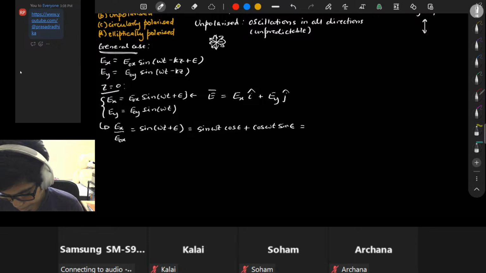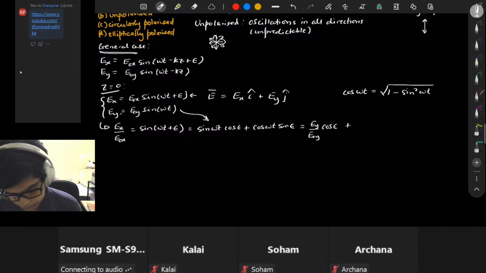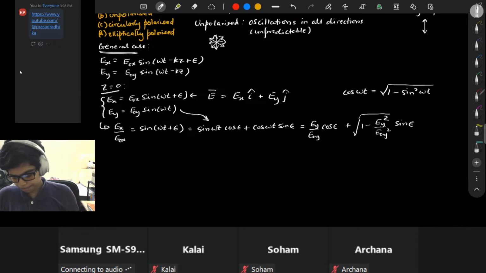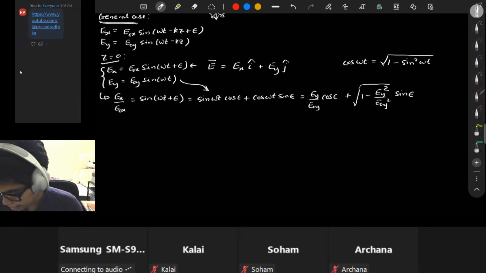Now we can further simplify this by substituting for sine omega t from the second equation. Sine omega t is nothing but Ey over E naught y, and this times cos epsilon plus cos omega t. Now cos omega t is nothing but the square root of 1 minus sine squared omega t, and sine omega t we just found from the second equation. So we will substitute that: square root of 1 minus Ey squared over E naught y squared, times sine epsilon. Okay, so far so good.